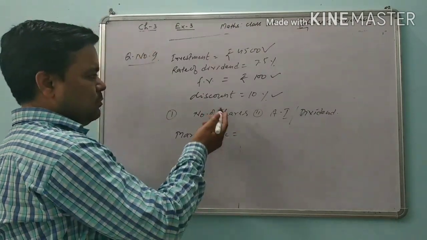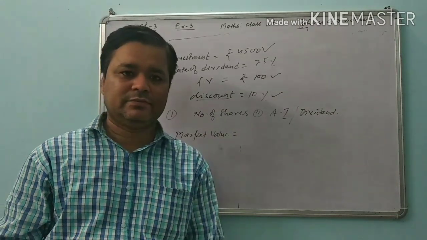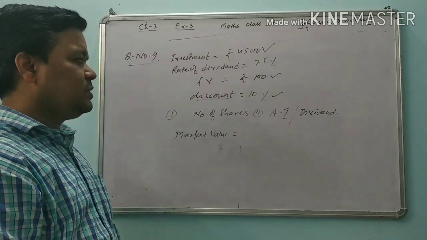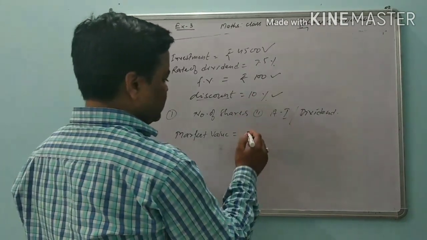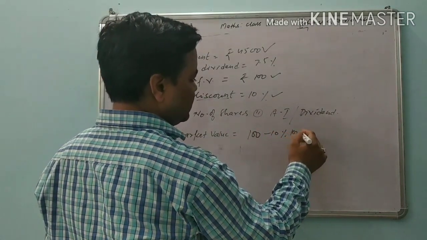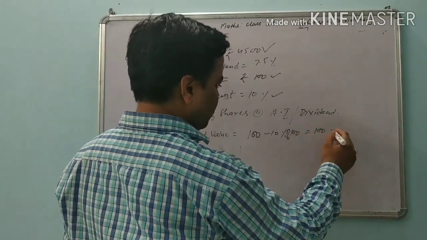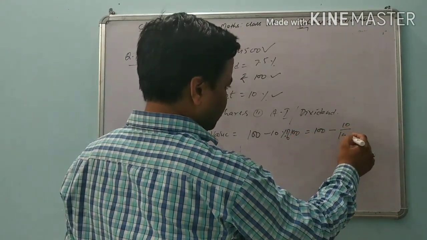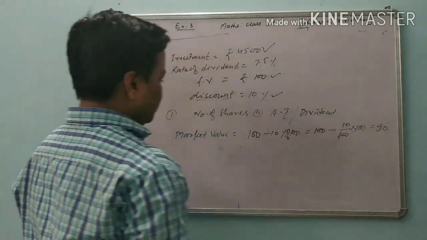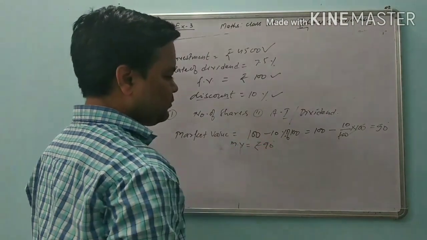Market value is what? A discount means this is the condition of below par, meaning the condition of the company is not good, and therefore the market value is less. Here it is 100 rupees minus 10% of 100. 10% of 100 is 10 by 100 into 100, cancel, and its value will be 90 rupees. It means the market value is rupees 90. Okay.